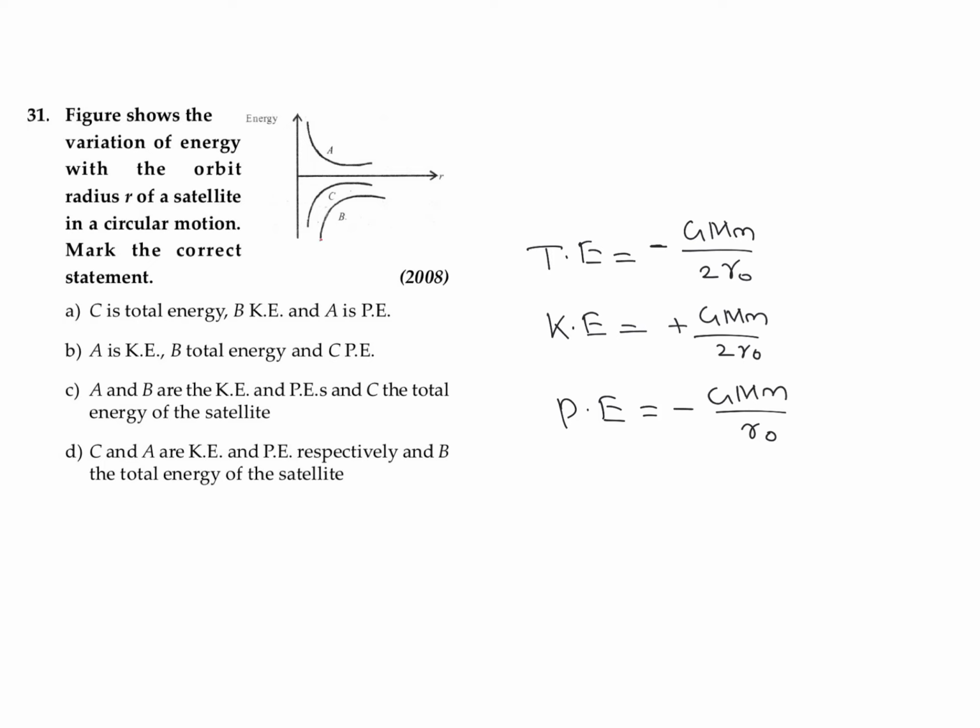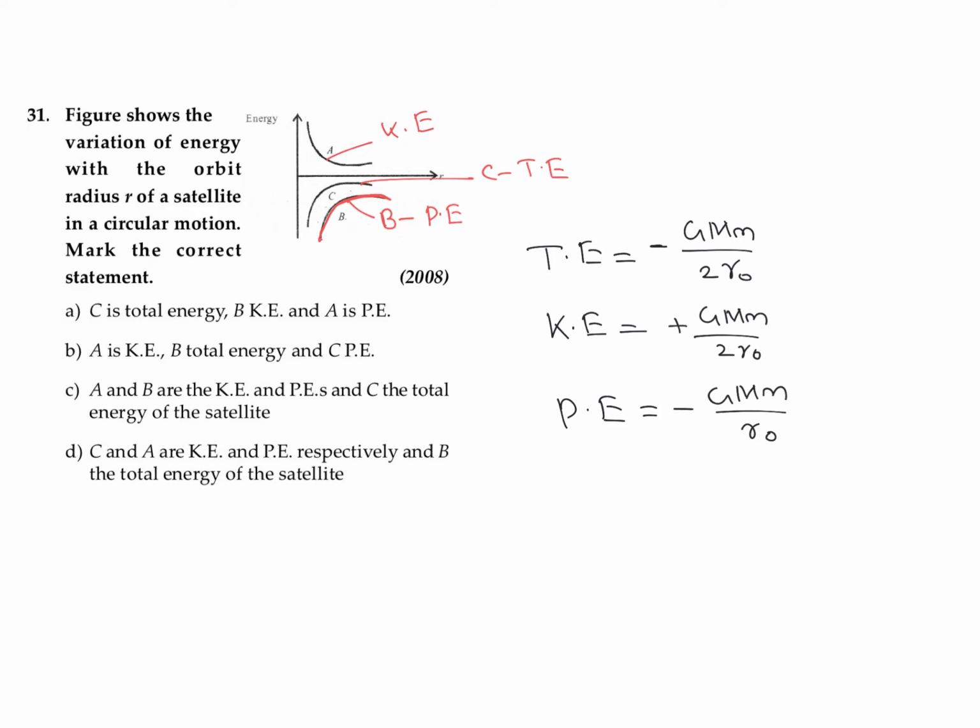So over here, B has more negative values as compared to C. So definitely B will be the graph for potential energy, and C is the graph for total energy, which is also negative, and A is kinetic energy, which is always positive. So this should be the graph for kinetic energy.